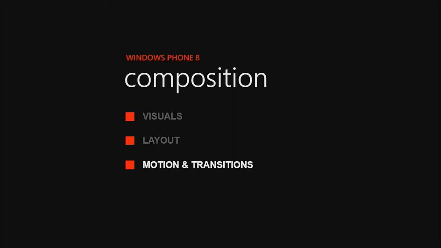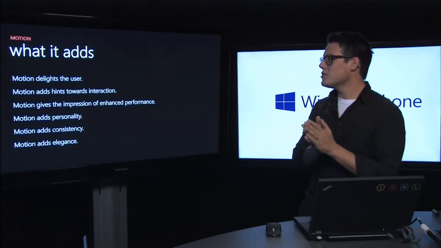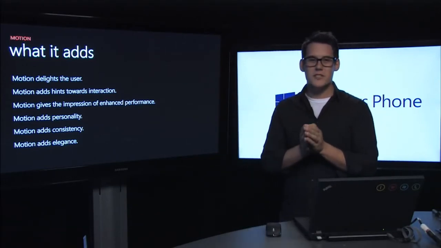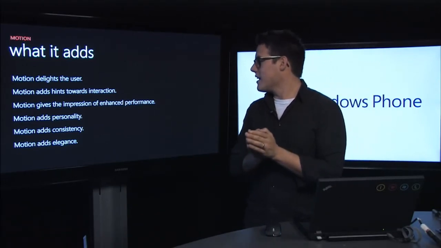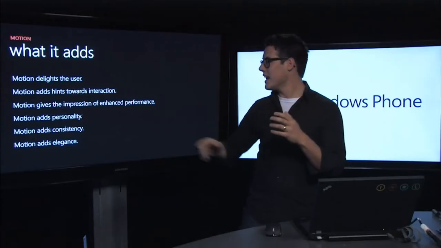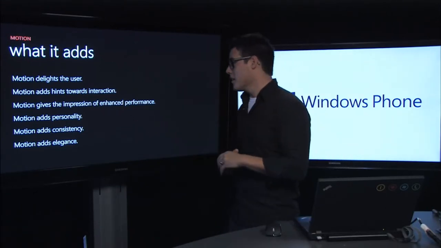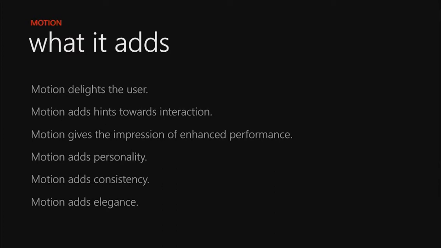But the first thing, let's just talk about what motion adds to your application and what it adds to any application or any ecosystem. Motion delights the user. Motion is really exciting and fun, and it also adds a hint towards what the interaction is. This is a really good way, if there's actually two different hit targets, there's something in motion that we'll talk about, one of the transitions that we call turnstile feather, where we animate the items in one at a time on Windows Phone. This hints at the interaction that each one of these can be clicked separately, and they're different hit targets.